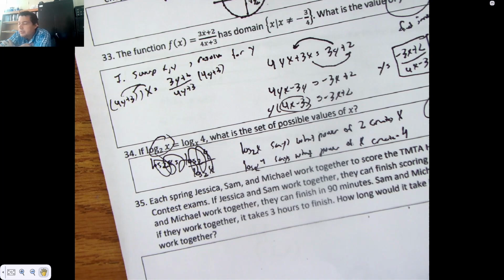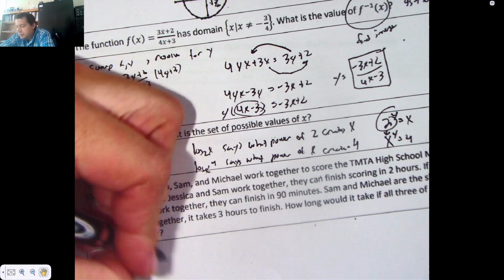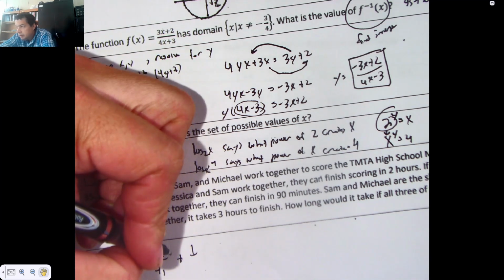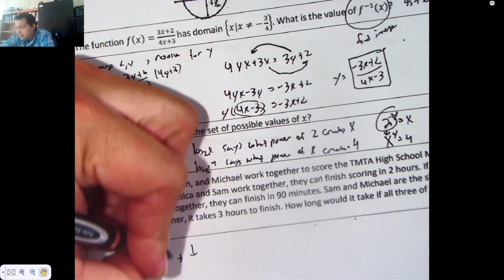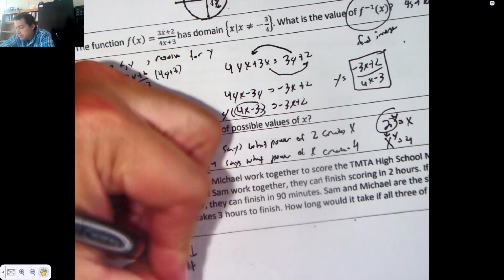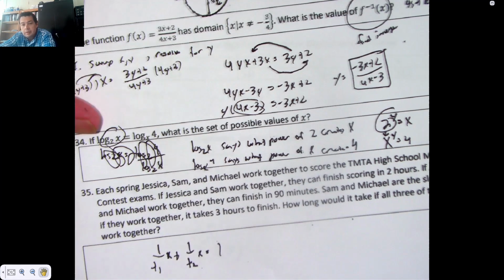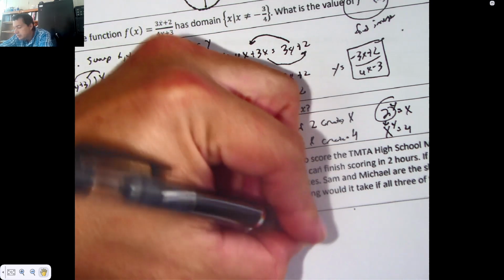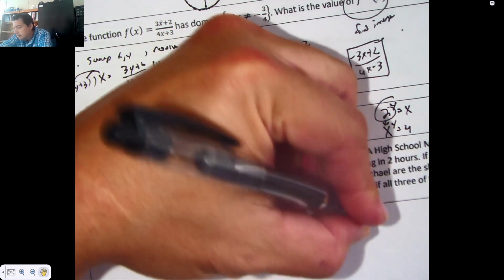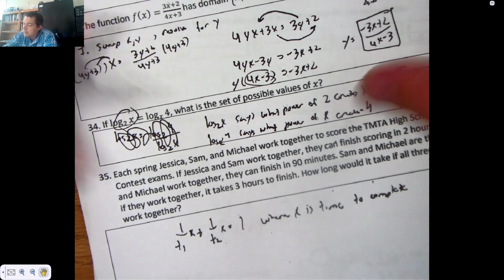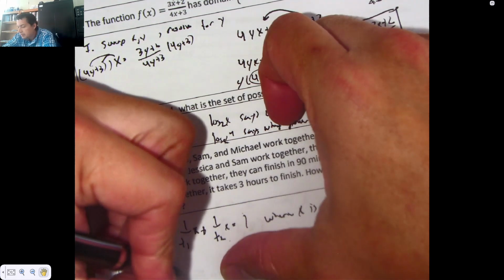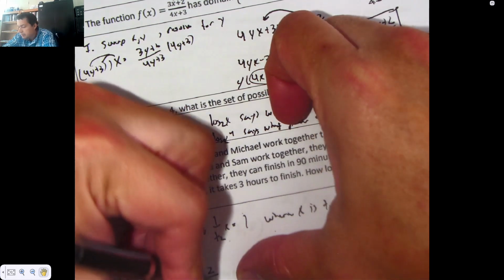So we have work problems here. And these things work as such: 1 over time 1 times some x plus 1 over time 2 times some x is 1, where x is time to complete. So we talk about Jessica and Sam working together. They can finish in 2 hours. So that becomes 2 over time 1 plus 2 over time 2 is 1.